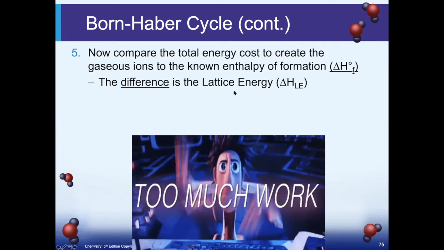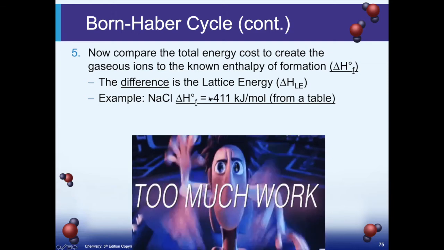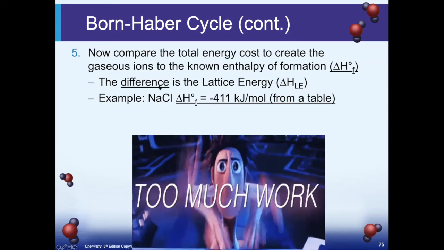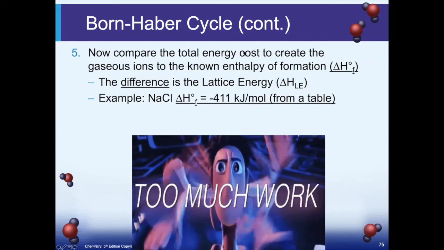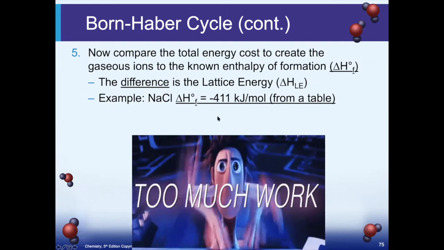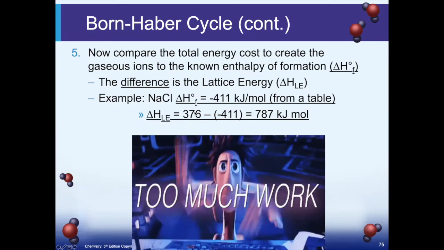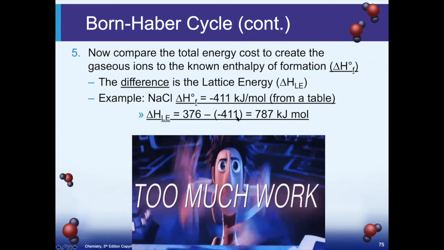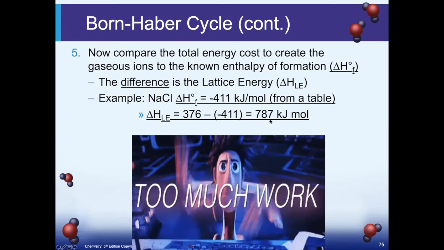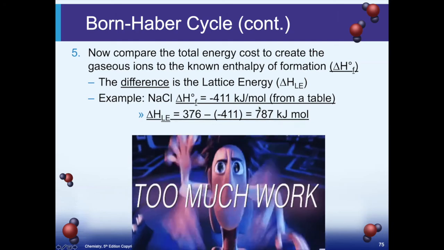All right, so we look it up and we see that the delta H of formation for sodium chloride is negative 411 kilojoules per mole. And again, that just comes from a table. And so I'm just going to take the difference between this total energy cost that I just determined in the previous slide and this negative 411 that I just looked up in the table. Okay, and so that delta H of the lattice energy is the difference between the two numbers. And that turns out to be 787. Well, that's due to rounding differences. Before we said 788. When we calculated 787, that's just a small rounding difference. But that is the lattice energy.